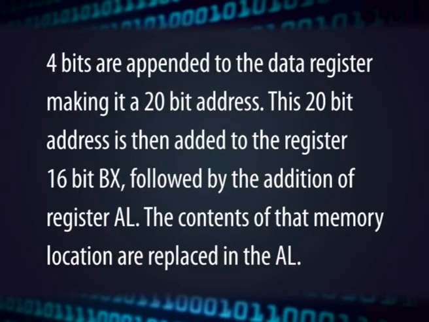The value in both BX and AL must be appropriately initialized before the execution of the XLAT instruction. When it is executed, XLAT replaces the contents of AL by the contents of the memory location specified by the following address computation, as explained earlier. Again, 4 bits are appended to the data segment register, making it a 20-bit address. This 20-bit address is then added to the 16-bit register BX, followed by addition of AL. The contents of that memory location are placed in AL.